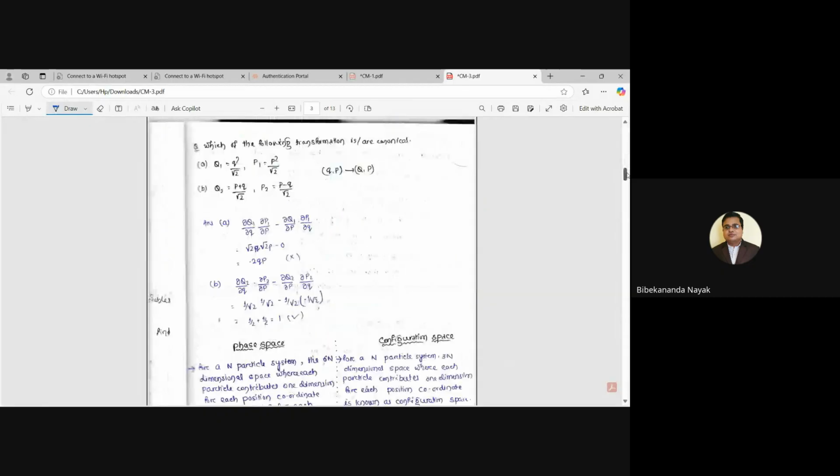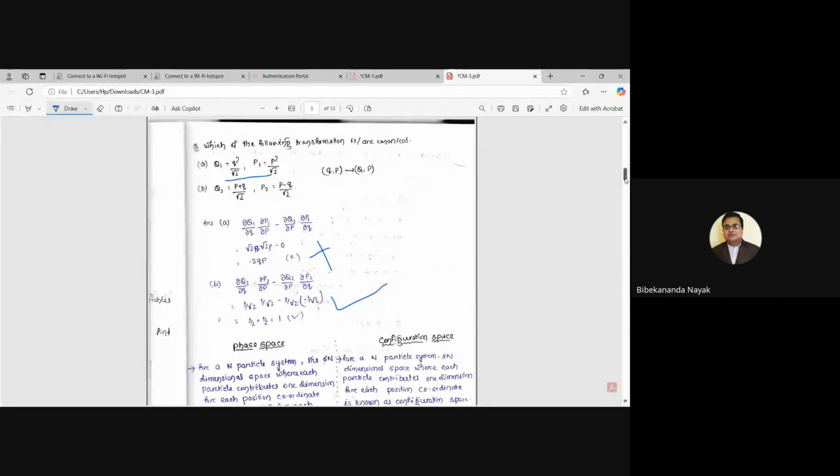Then this is another problem, to check whether these are canonical conjugate. Canonical conjugate means we have to check that the q, p Poisson bracket must be 1. If it is 1, they are canonical conjugate; if not, then not. In the first case we found it is not, but in the second case it is 1. So the second is canonical conjugate.